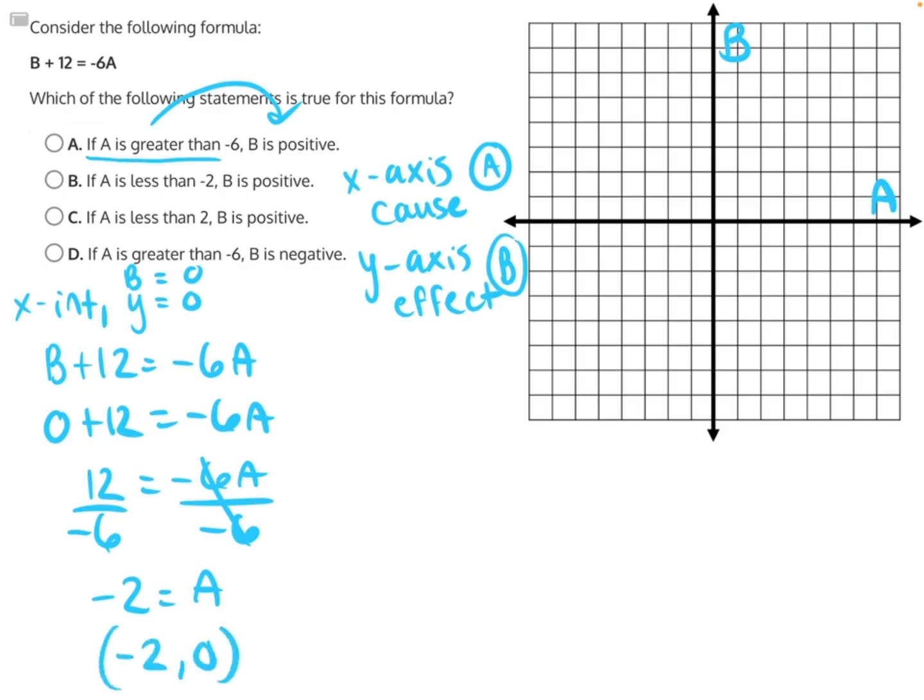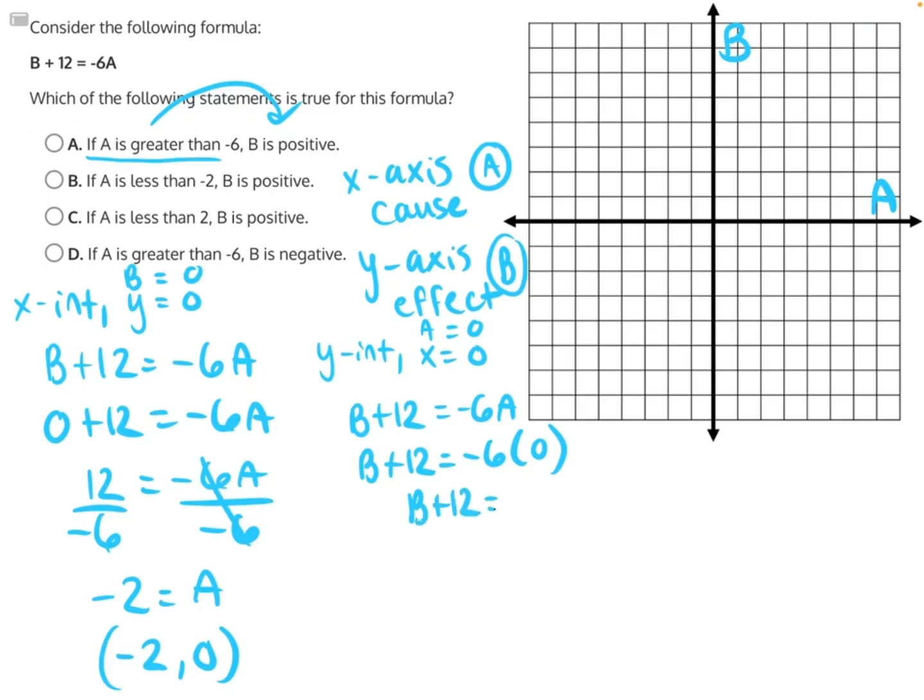Then our second intercept, our y-intercept, where x equals 0, or in this case where a equals 0, we're going to have b plus 12 equals negative 6a, and we're going to plug in 0 for a. We have negative 6 times 0, which will just give us 0. Then 12 is being added here, so we can do the opposite and subtract 12 from both sides. These will cancel, leaving us with b equals negative 12. So our second coordinate point will be 0, comma, negative 12.